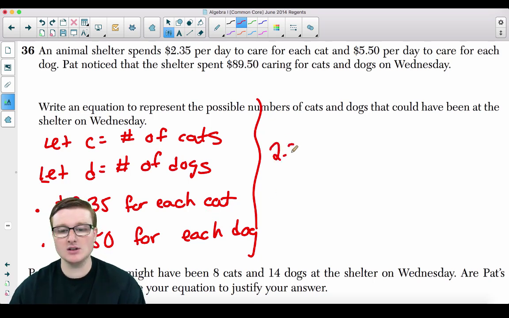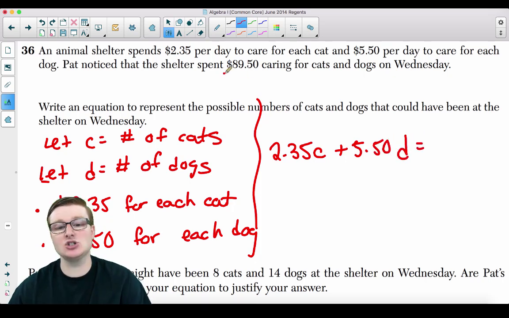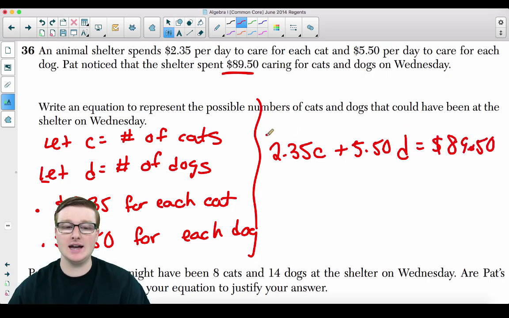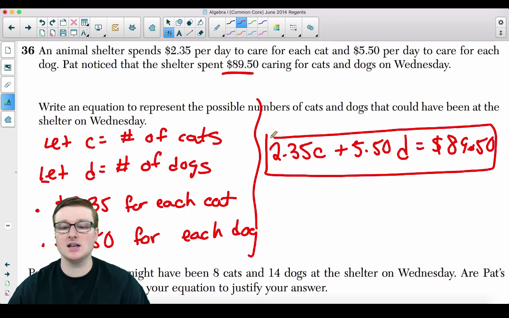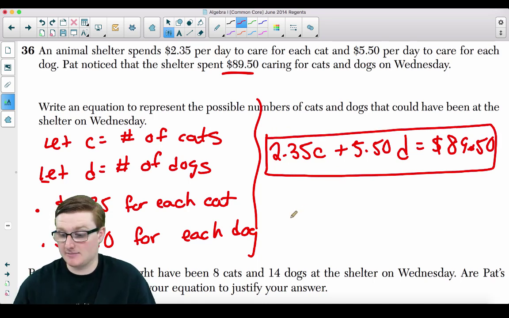So we get $2.35 times the number of cats taken care of, plus $5.50 times the number of dogs, and that is equal to the total amount of $89.50. Ladies and gentlemen, that is your equation to represent the cost of dogs and cats on Wednesday.